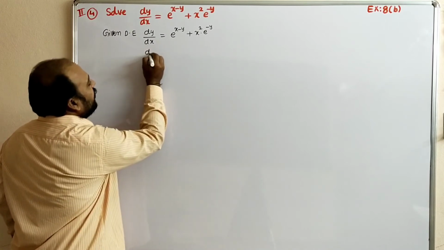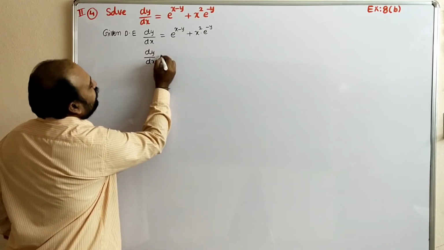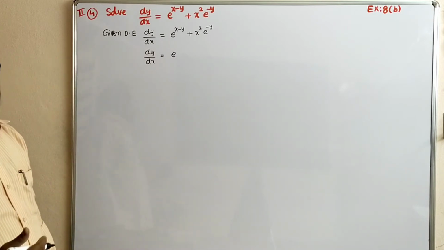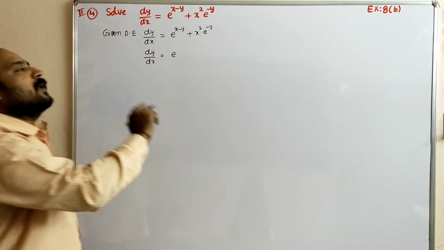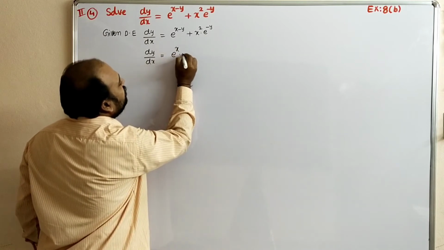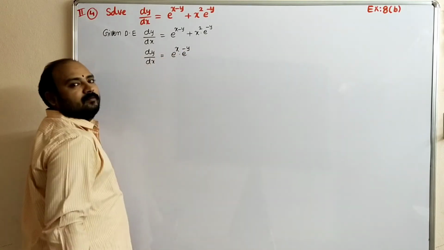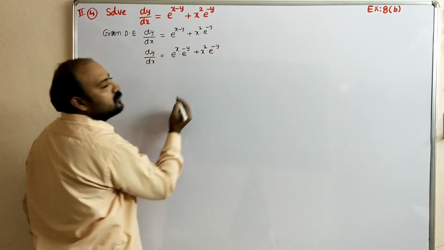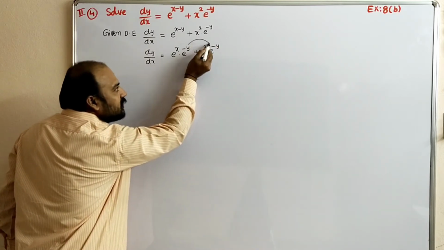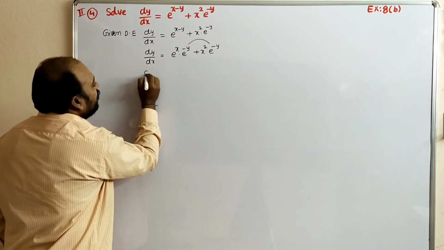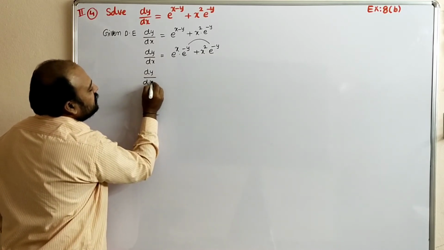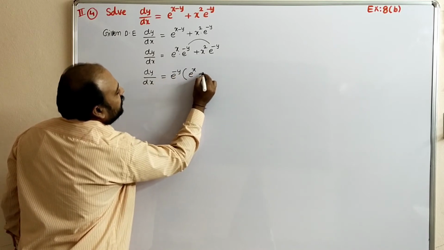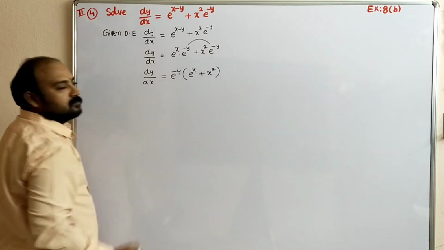So dy by dx equal to a power m minus n, that is a power m by a power n, or a power m into a power minus n. Like this also you can write it. Plus x square into e power minus y. Now e power minus y take common: dy by dx is equal to e power minus y into e power x plus x square.